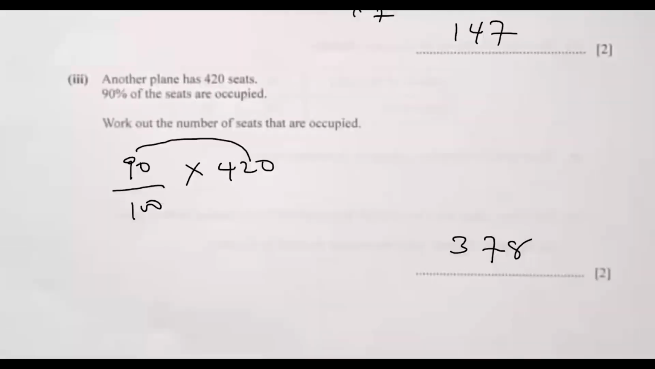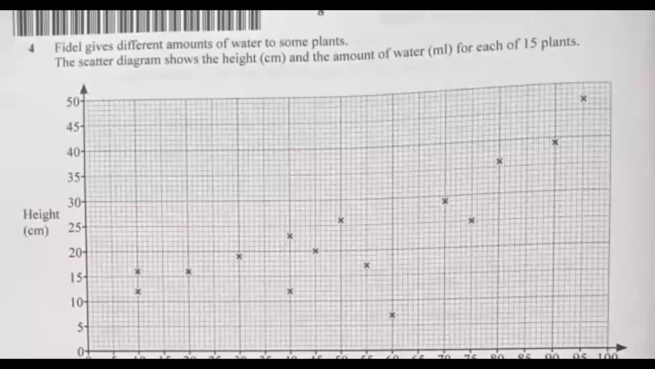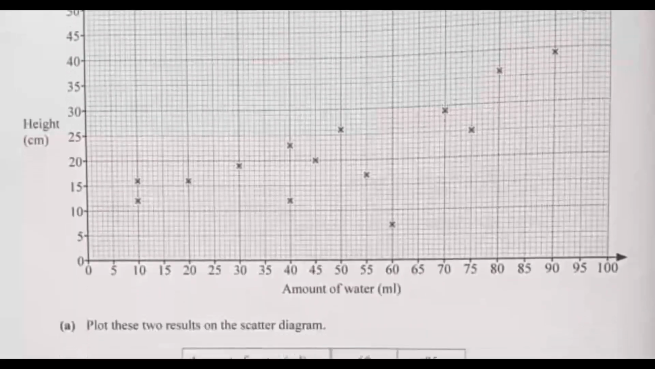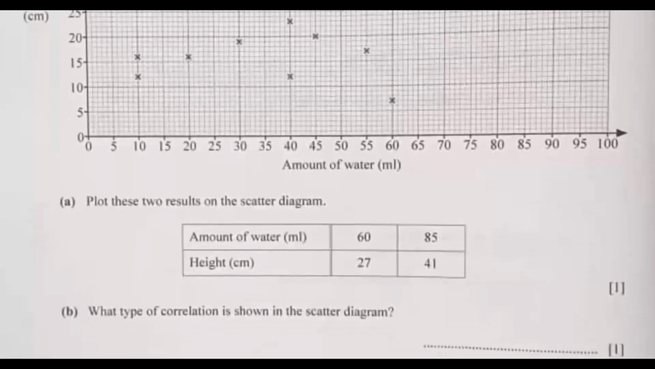So we need to go to the next question. That will be question 4. Fiddle gives different amounts of water to some plants. The scatter diagram shows the height and the amount of water for each of 15 plants. So let's scroll down to see the question. Plot these two results on the scatter diagram.